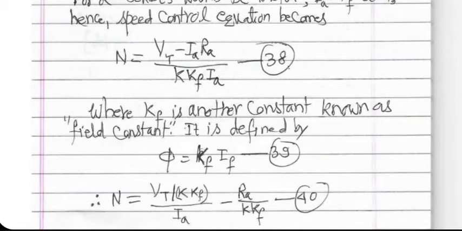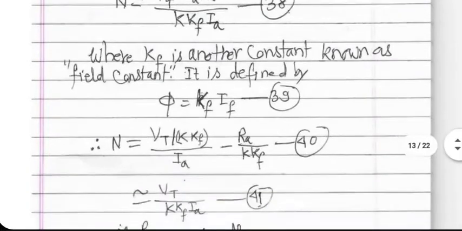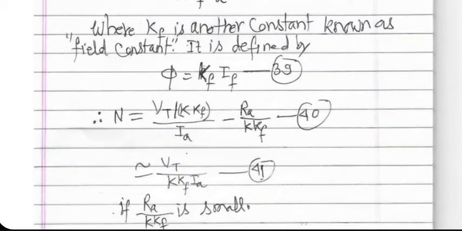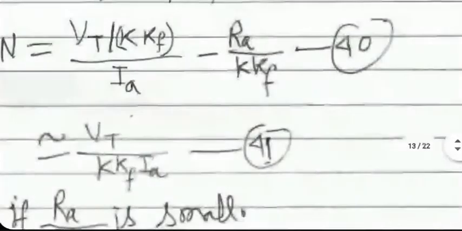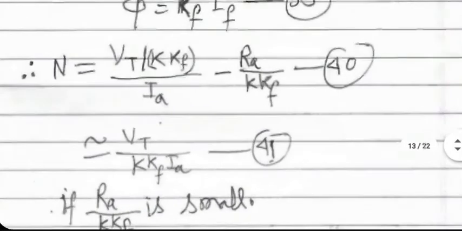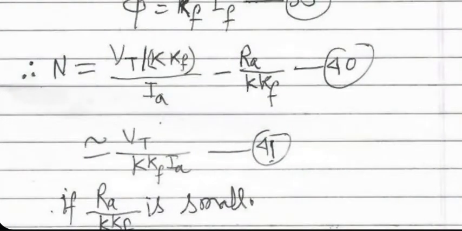Ra upon kf will be a constant for sure for a given motor, and it would be a very small value anyway. RF is generally very large, Ra is very small. So an approximate equation for a series excited motor's speed is equation 41. K and Kf are constants. So essentially speed is Vt divided by Ia with some constants of proportionality involved. What we are seeing is that, assuming Vt is not changing, the larger the armature current, the smaller the speed of a series motor.